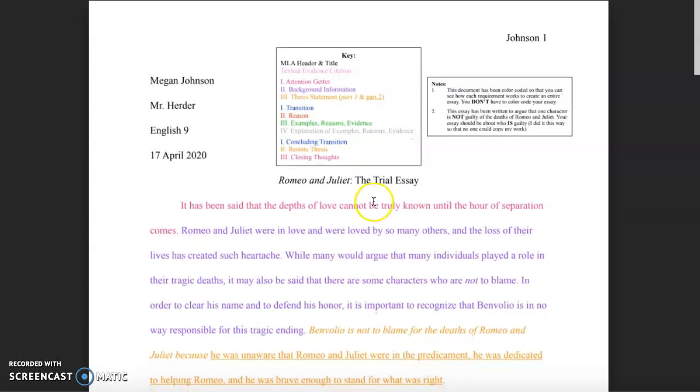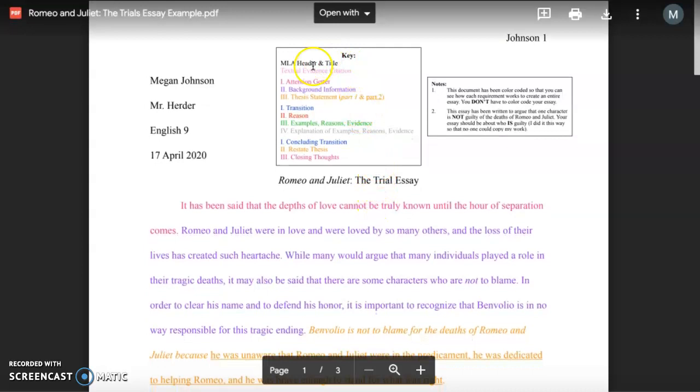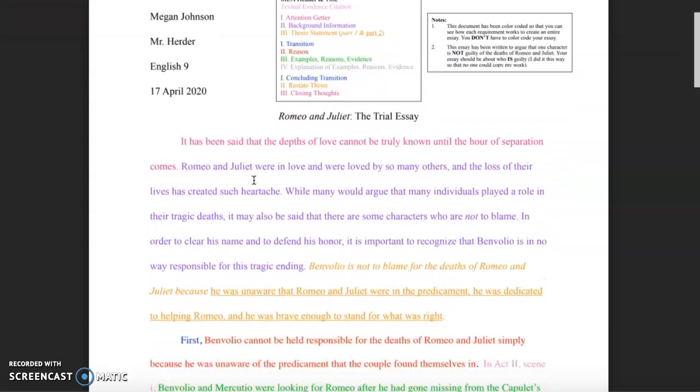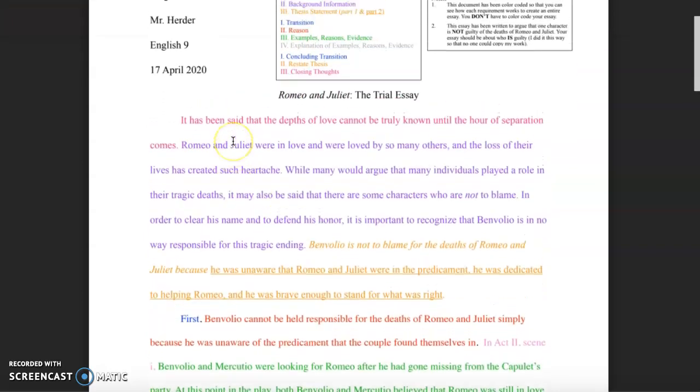Then, because I wanted the color coding to mean something, I've also given you a key here. So if you're not really sure what each section of the paragraph is about, use this key to determine what it is. So the first thing that I'm going to show you is my introduction paragraph.